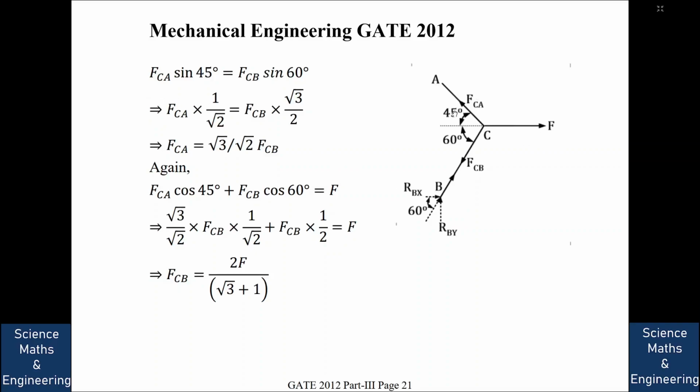Now see, F of CA into sine 45 degree would be equal to F of CB into sine 60 degree. So from here we get F of CA is equal to root 2 divided by root 3 F of CB. Again, F of CA cos 45 degree plus F of CB cos 60 degree would be equal to F. So from here we get F of CB is equal to 2F by root 3 plus 1.